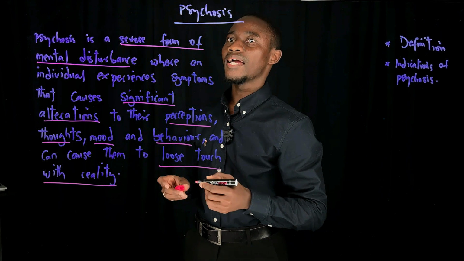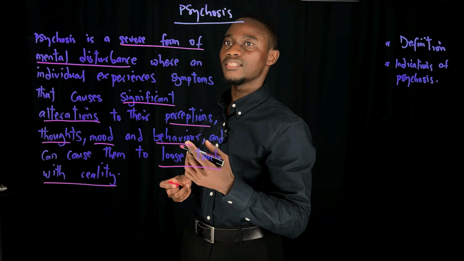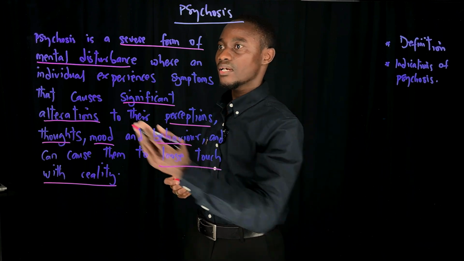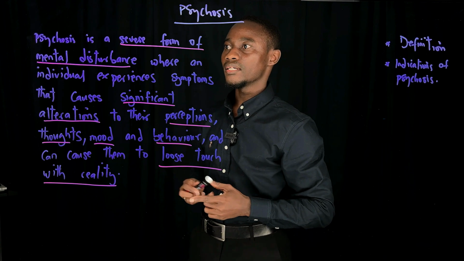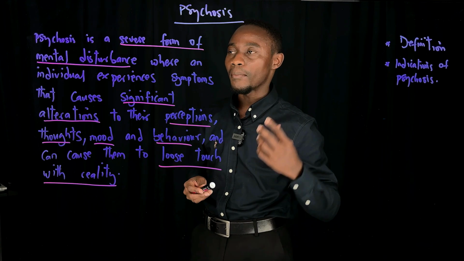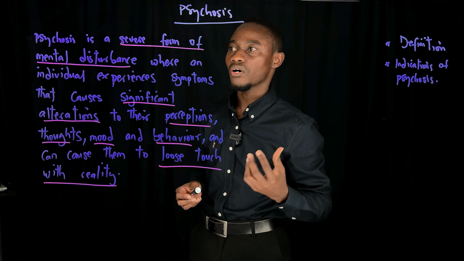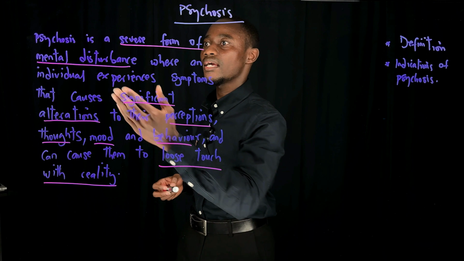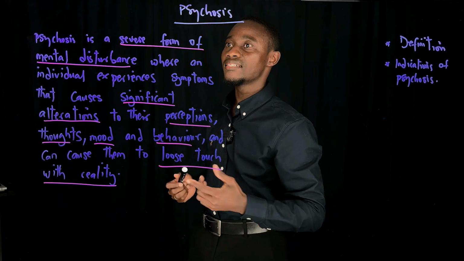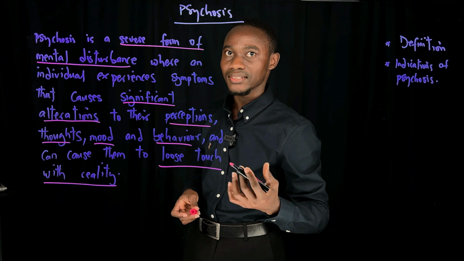Let's start with a severe form of mental disturbance. So, psychosis is a severe form of mental disturbance. A mental disturbance, if you like, will be any disruption in how a person's mind thinks or any alterations of the psychological state of being of an individual. That is a mental disturbance. And it says that psychosis is a severe form of this kind of mental disturbance.